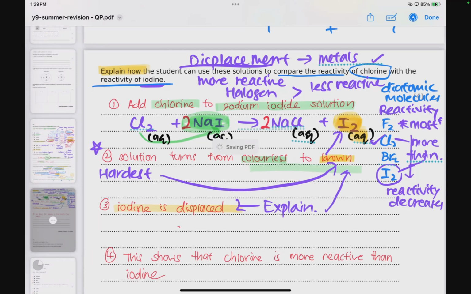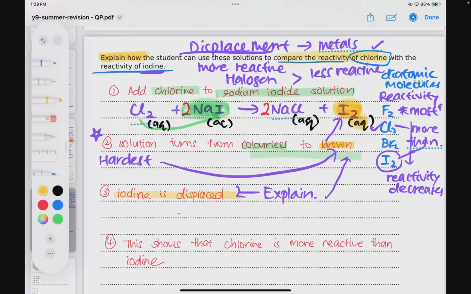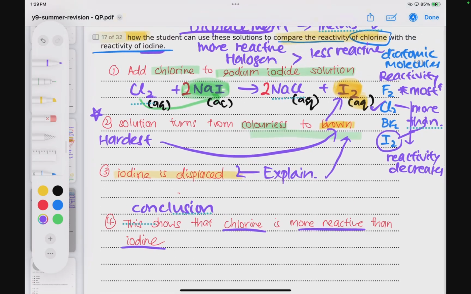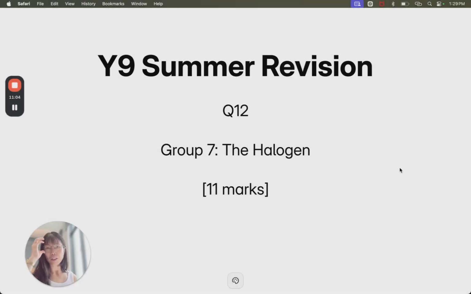And then finally, because you need to compare the reactivity, you need to have a final conclusion statement. So which halogen is more reactive? It is chlorine is more reactive than iodine. So even if you don't know how to do this question, you should be able to get 1 and 4 marks, isn't that? Okay, by putting the solution together. And if you recall this reactivity of group 7, fluorine being the most reactive, then you would be able to score the 4th one as well. Okay, so this is our 4-mark question. This is a longer mark question, but not the hardest displacement question for halogen.